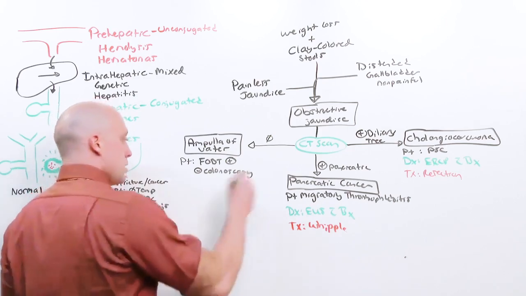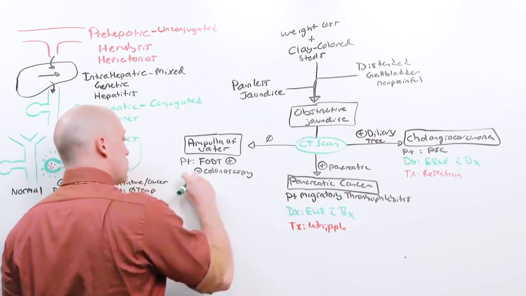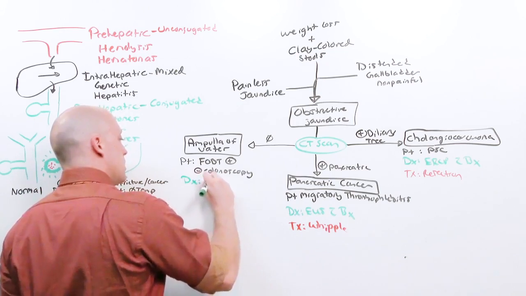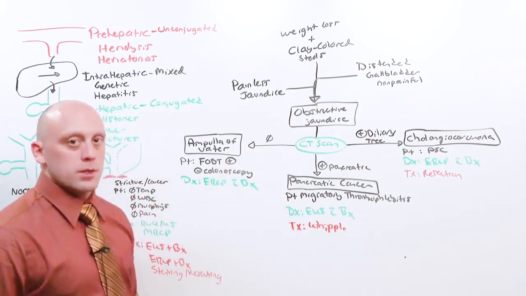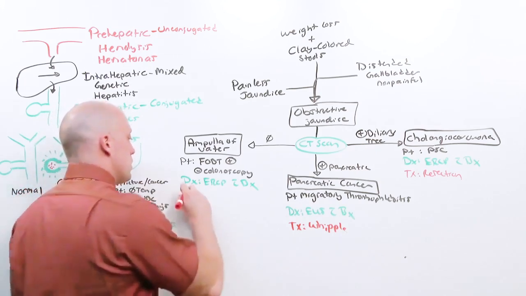In the same way as the cholangiocarcinoma, because it's intraluminal, the best test is ERCP with biopsy. You may even be able to see the malignancy at the ampulla before you go into the biliary tree. Treatment is resection.